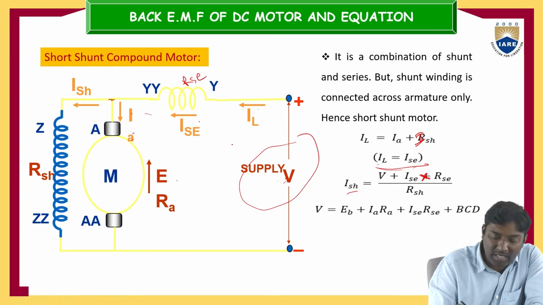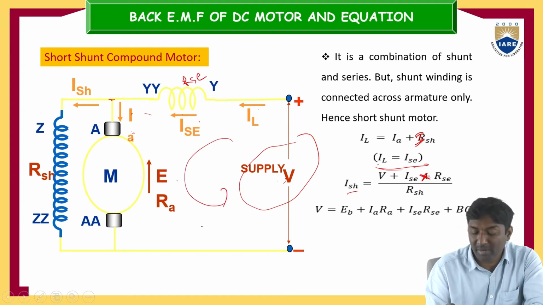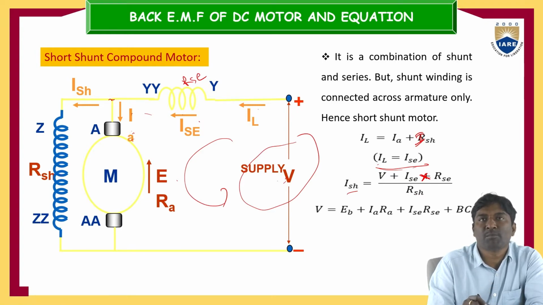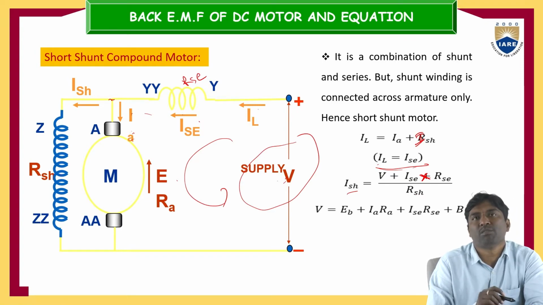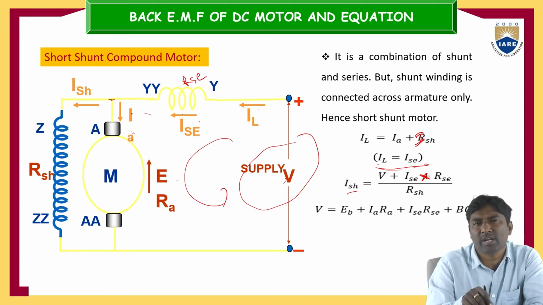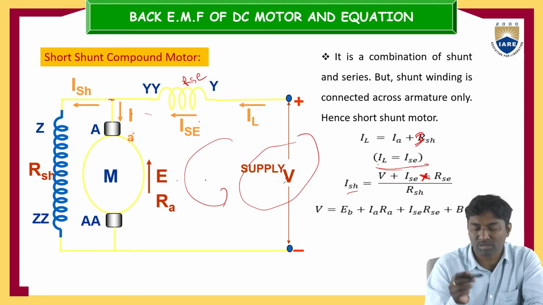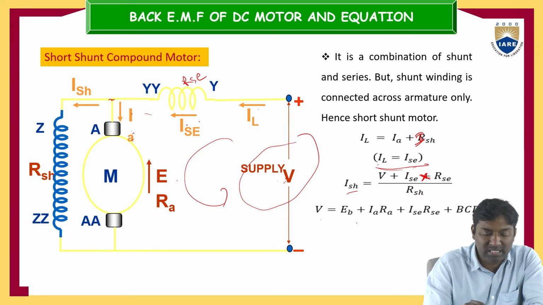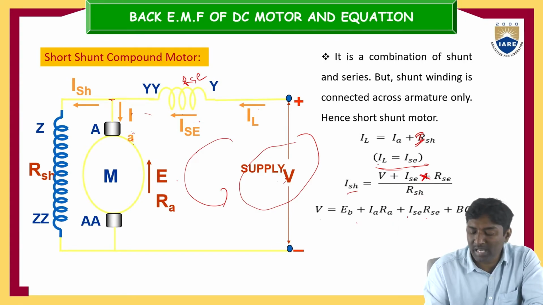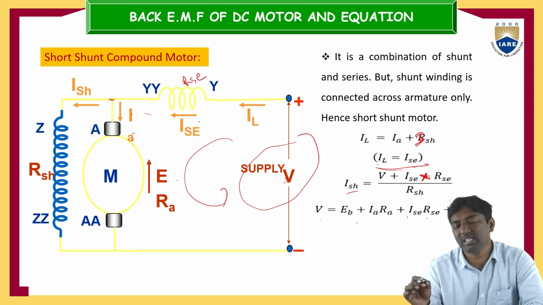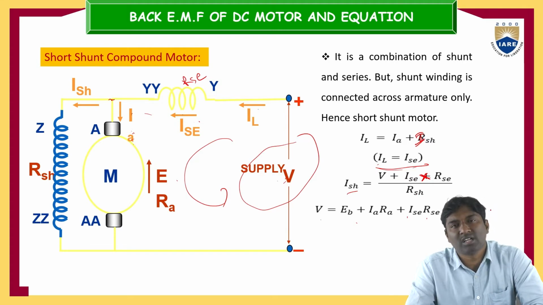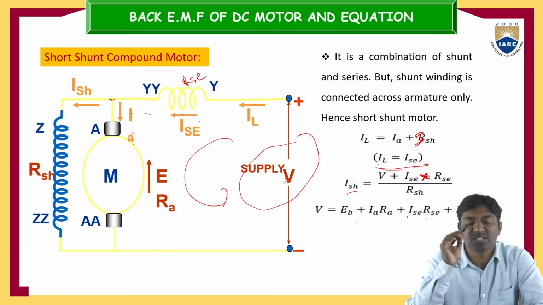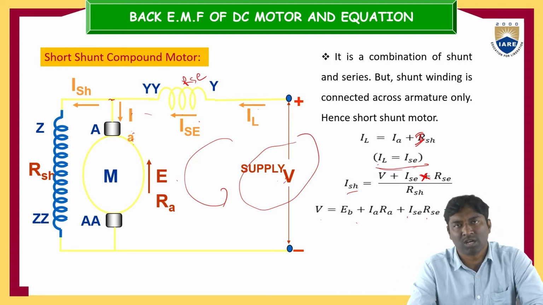Now I can apply loop analysis here. Then what do I get? The terminal voltage or supply voltage in terms of the back EMF. This back EMF opposes the supply voltage or terminal voltage, or not? So then V is equal to EB plus IA into RA plus ISC into RSC plus BCD, where BCD is the brush contact drop, that is 1 volt per brush. So this is the short shunt compound motor. Okay.